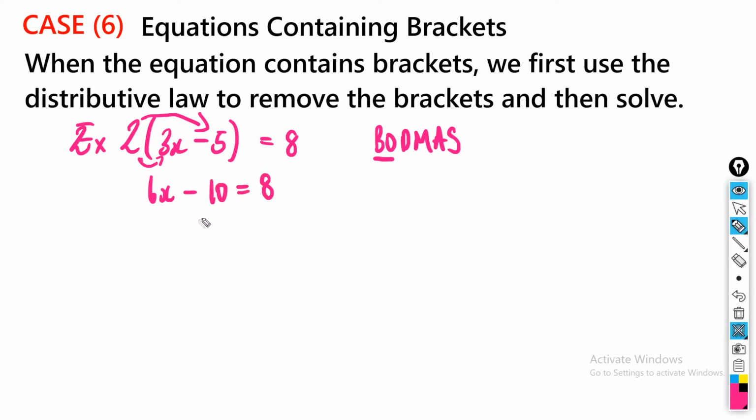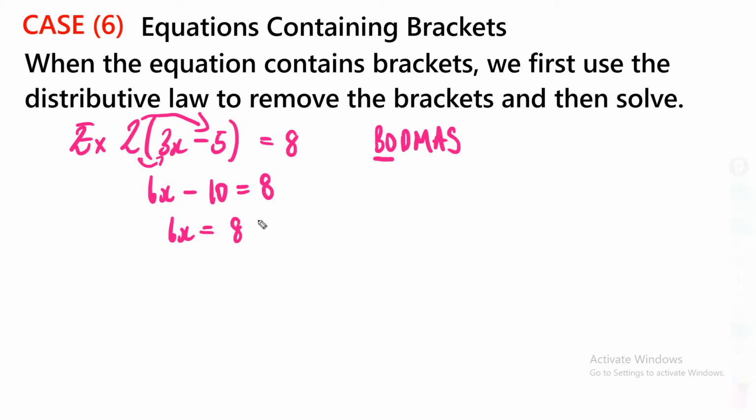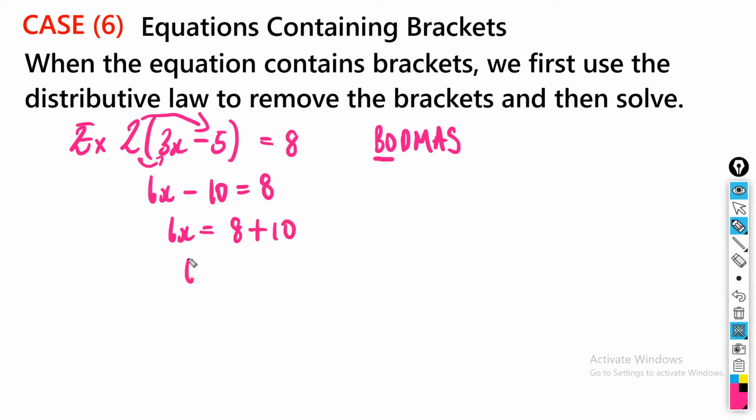Then I'm going to carry this negative 10 over to the right side of the equation, and I'm going to get 6x is equal to 8 plus 10. So 6x is going to be equal to 18. And then I'm going to divide by 6, and I'm going to have 18 divided by 6. And 6 goes into 18 3 times, so x is equal to 3.